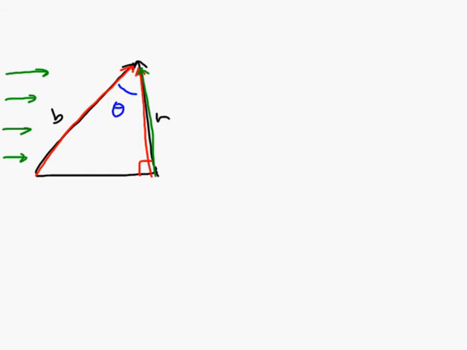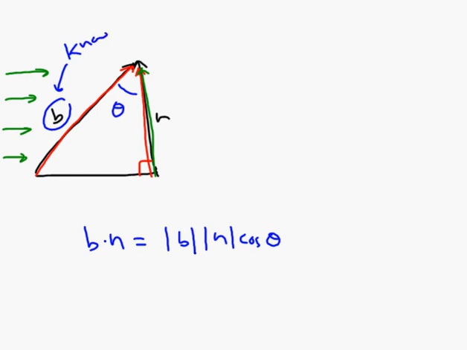And we learned a while ago that the dot product can be thought of in this way: the dot product of two vectors is the norm of the first vector times the norm of the second vector times the cosine of the angle between them. Okay. Well, if we just think about this picture, vector b is going to be known. Okay? And vector n is known.